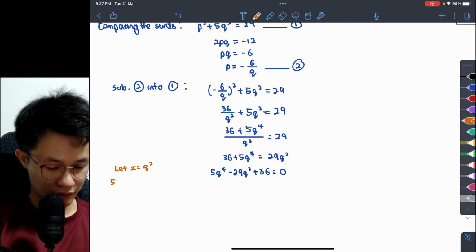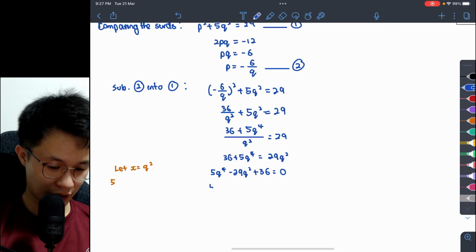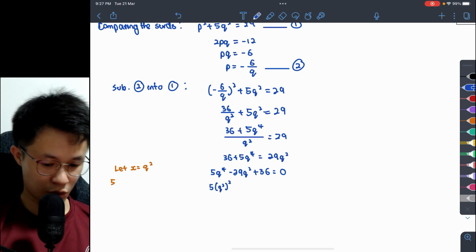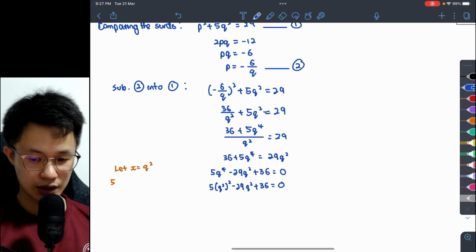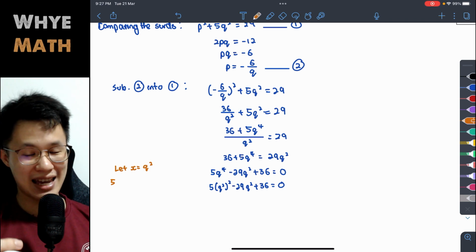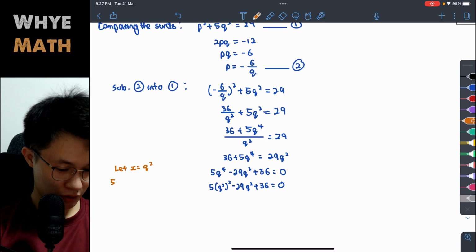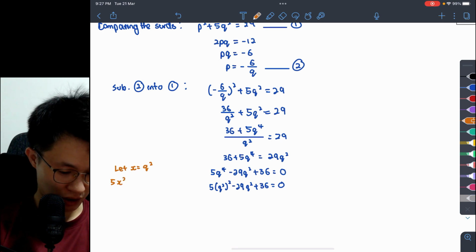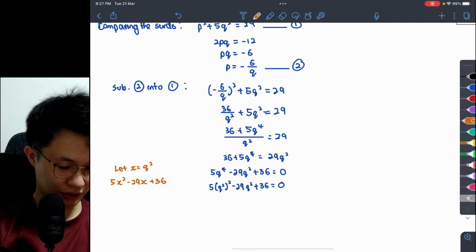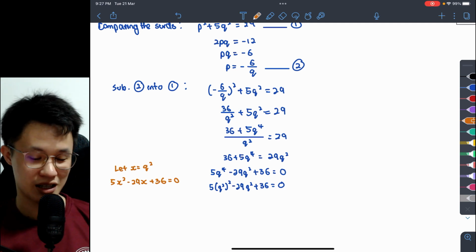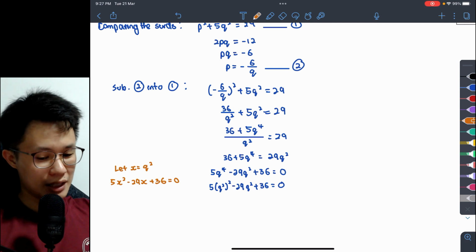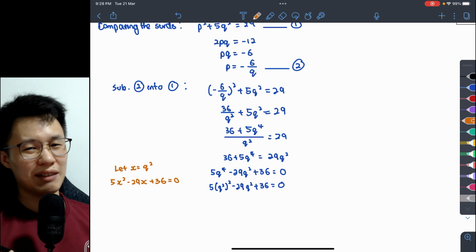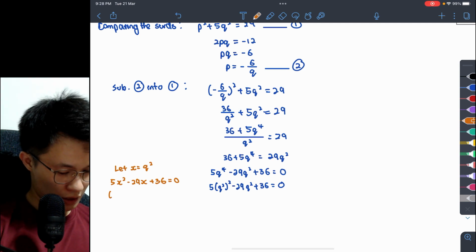Can I write this as 5 times q squared, squared, minus 29q square? Just q square, right? Essentially, I can actually write this as a quadratic equation. So if x is equal to q square, shouldn't it just be 5x square minus 29x plus 36 equals 0? Can you see it becomes a quadratic equation here in terms of q square, not really in terms of x. So I make it like an inserted quadratic equation here, and this can be factorized.